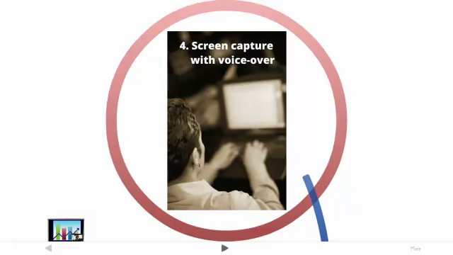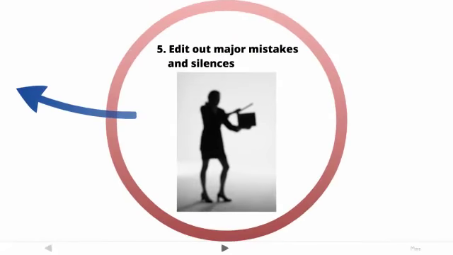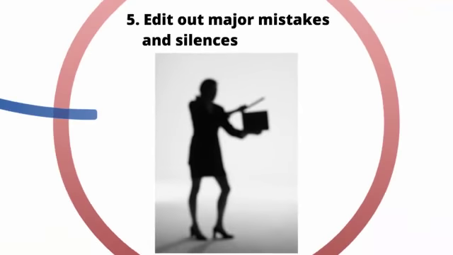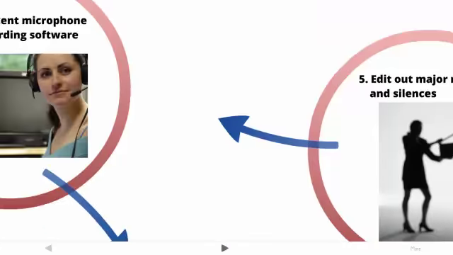This brings me to my next point, which is that you want to edit out major mistakes or silences. You can start a sentence, you can go on a tangent, you can stumble over your words, and all you have to do is give yourself a moment, pause, and start over again, and then just edit out the section that you don't want to keep.